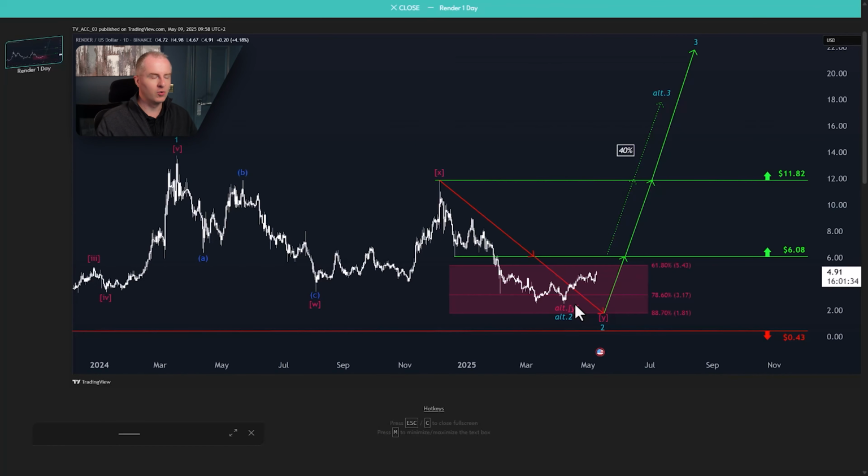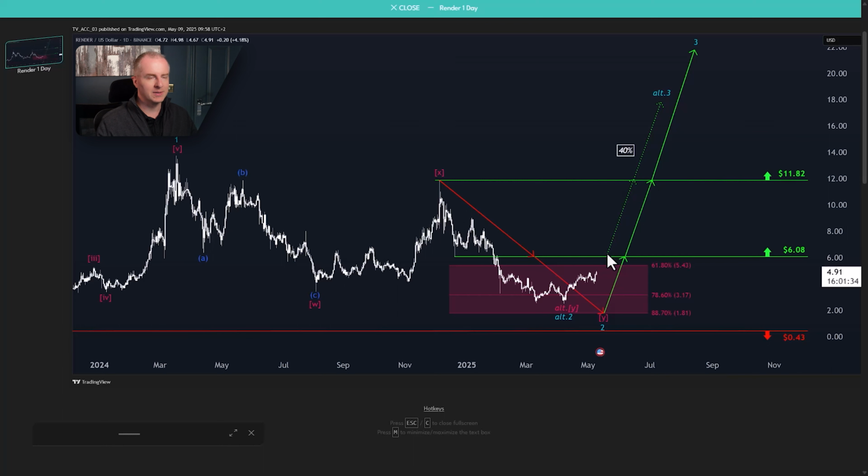Key Fibonacci zones, and the trading area, or let's call it support area, I shared with you in previous updates. It is located between $1.81 and $5.43. And the thesis is that from here, a rally to the upside could unfold in potentially a third wave rally that should in the first instance take the price to $6.08 and beyond.